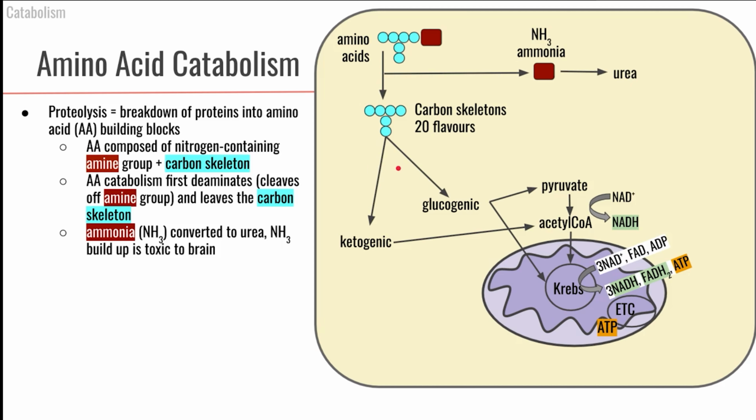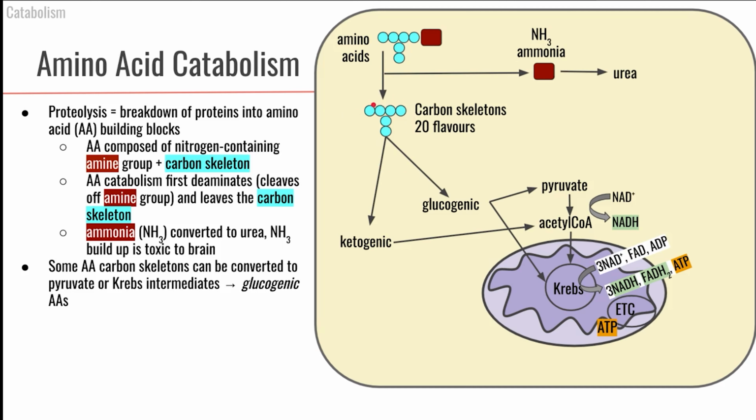Now we know that there are 20 different amino acids, and they differ in the shape of their carbon skeleton. So amino acids come in 20 different flavors, 20 different types of carbon skeletons. Some of those carbon skeletons can be converted into pyruvate through some reshuffling, or they can be converted into intermediates that are part of the Krebs cycle. So carbon skeletons that can be converted into either pyruvate or intermediates in the Krebs cycle can ultimately be used to build glucose through gluconeogenesis.